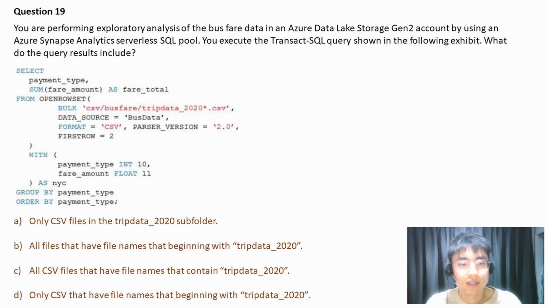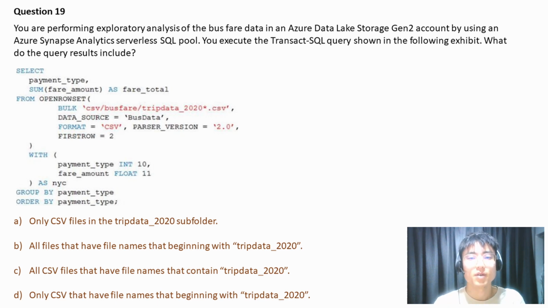Question 19. You are performing exploratory analysis of the bus fare data in an Azure Data Lake Storage Gen 2 account by using an Azure Synapse Analytics serverless SQL pool. You execute the Transact-SQL query shown in the following exhibit. What do the query results include?